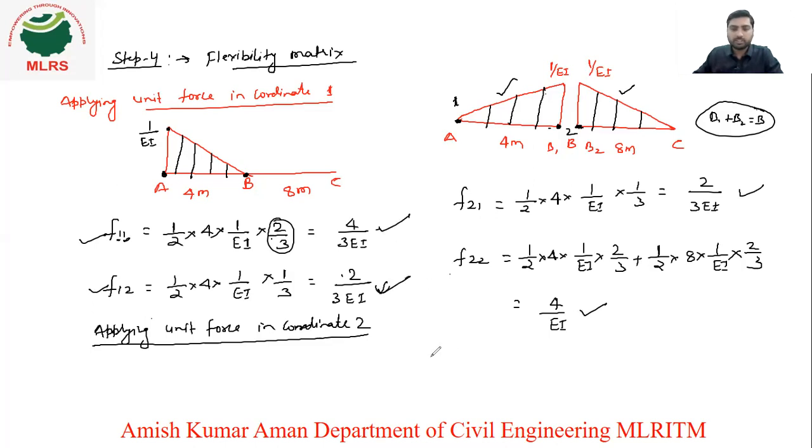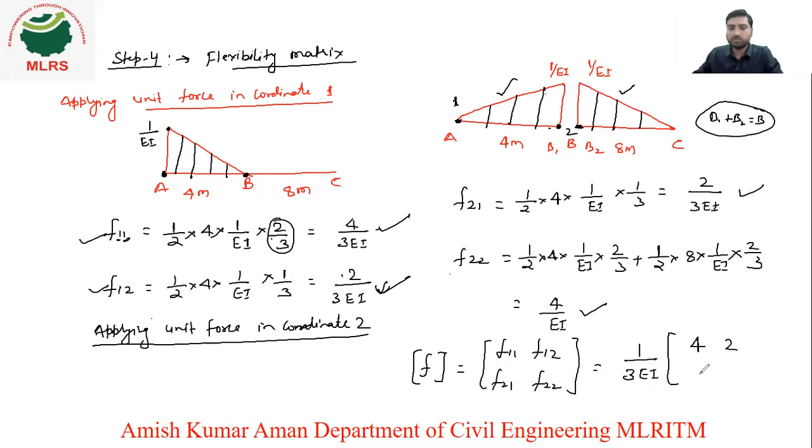Now we need to make the flexibility matrix. So the flexibility matrix will be nothing but F11, F12, F21 and F22. Just take some constant term outside. So the matrix will be 1 upon 3 EI into 4, 2, 2, 12. This is your flexibility matrix that we have all calculated. So we calculated the flexibility matrix.